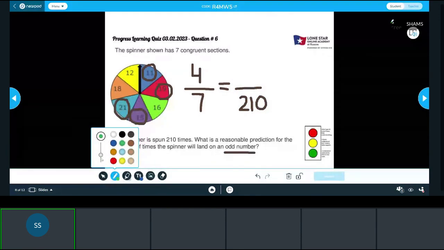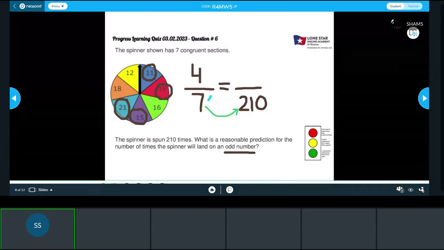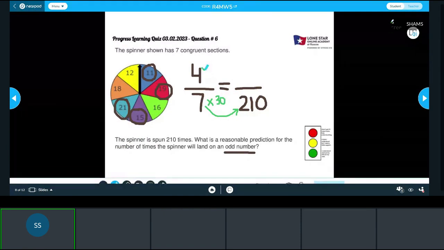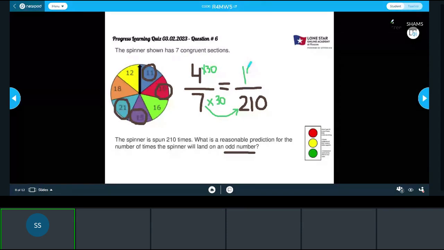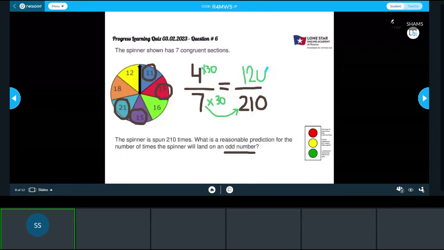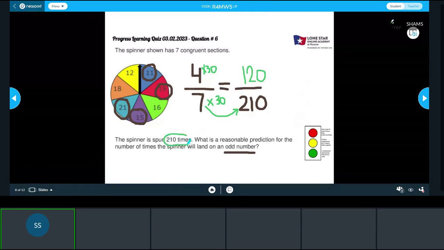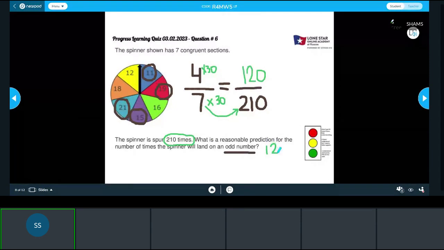Another proportional reasoning question. From 7 to 210, times 30. I will do 4 times 30. That gives me 120. So I can make a prediction. If the spinner spins 210 times, it will land on an odd number 120 times. It is a prediction. It might or might not be true.